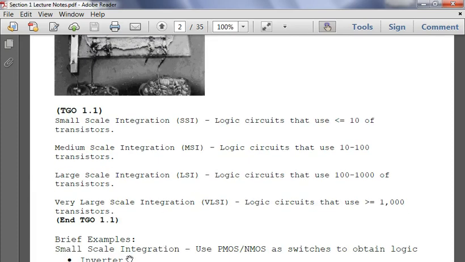Okay, so TGO 1.1: small scale, medium scale, large scale, and very large scale. Small scale: logic circuits that use less than or equal to 10 transistors. So it's kind of just a number. You can think of this as a chart. Medium scale takes from 10 transistors to 100 transistors. I'll show examples of small scale, medium scale, large scale, and very large scale integration.